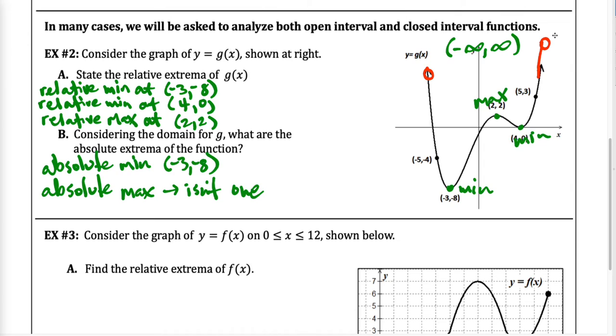If it's an open interval, even if this point is listed, let's say this is the point 7, 10, sure. The fact that it's an open circle means your function goes right up to it, but not it. And so since you can't specifically say where the max is, then you would just say there isn't one.